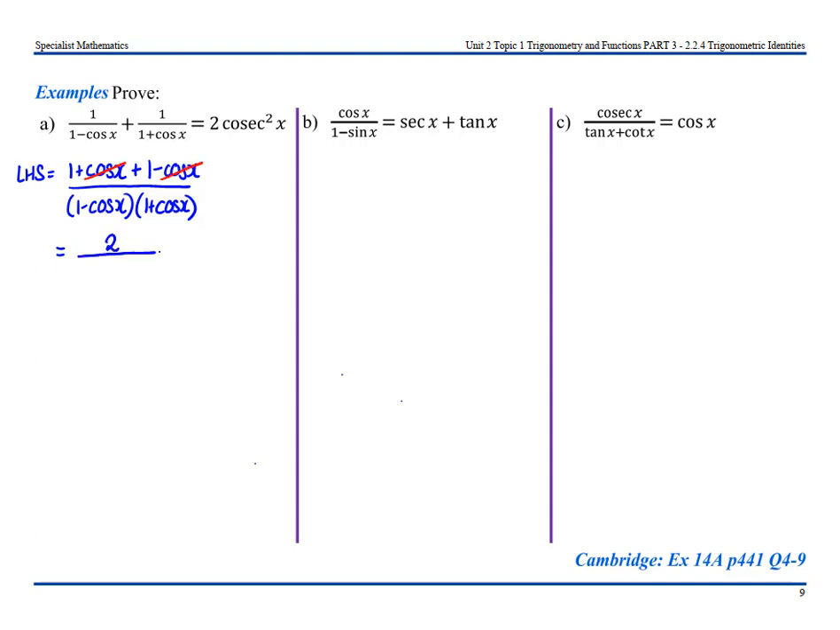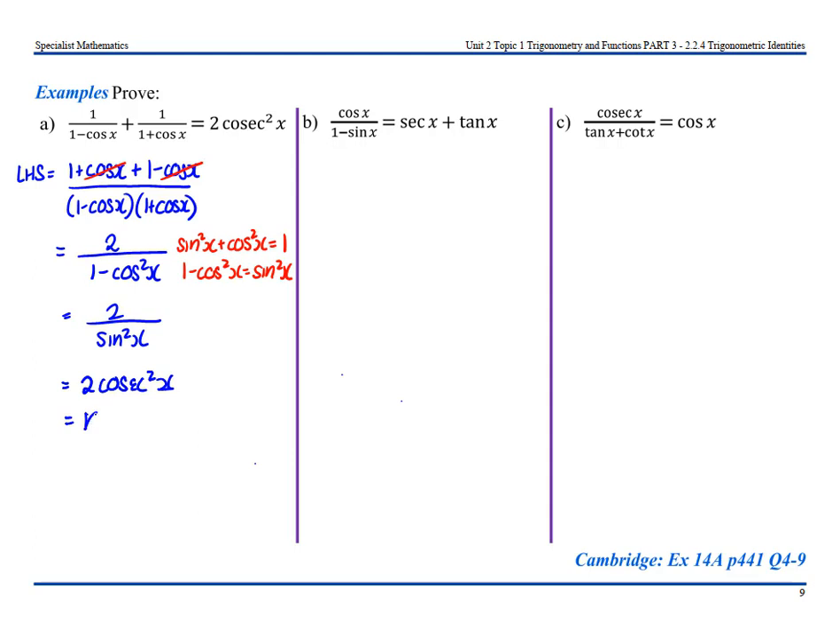So 2 all over, expand our brackets, and we have 1 minus cos squared x. Now your identity, you know that sine squared x plus cos squared x equals 1. So 1 minus cos squared x has to be sine squared x. So therefore that equals 2 over sine squared x, which is 2 cosec squared x, which is our right-hand side, and we are done.